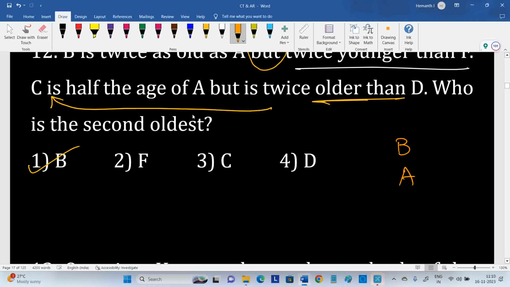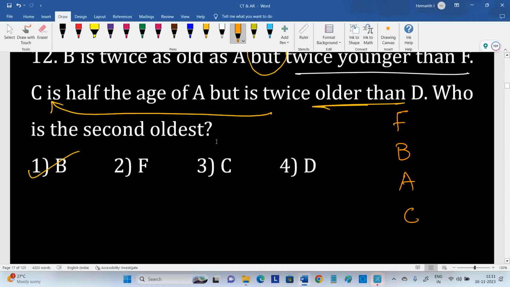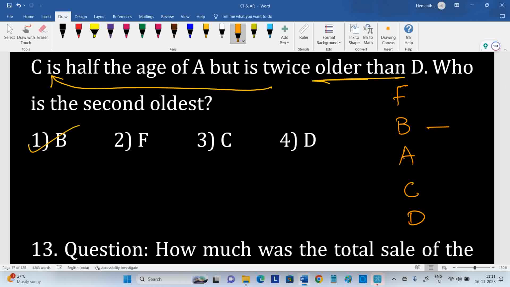Next one. B is twice younger than F. Twice younger or half younger, B is younger than F. My understanding is B is younger than F. B is below F. Okay. Next, C is half as A means C is less than A. So C is below A. C is double, or C is older than D. Twice or thrice, I don't worry. C is older than D. So this is the order. Question is second oldest. Oldest is F, youngest is D, second oldest is B.